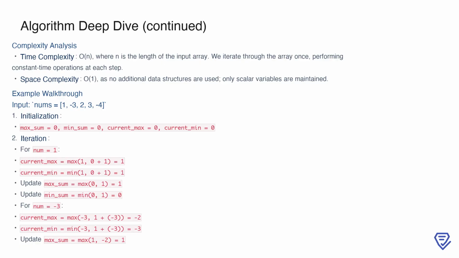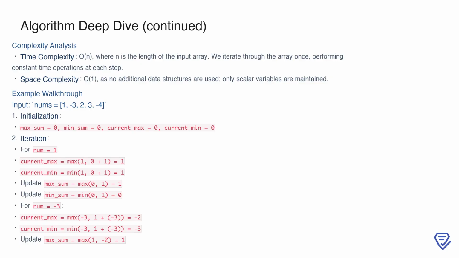Analyzing the complexity further, the time complexity is linear because we iterate through the array once, and each operation inside the loop is performed in constant time. The space complexity is constant, as we only maintain a few scalar variables regardless of the size of the input array. To solidify our understanding, let's walk through an example.